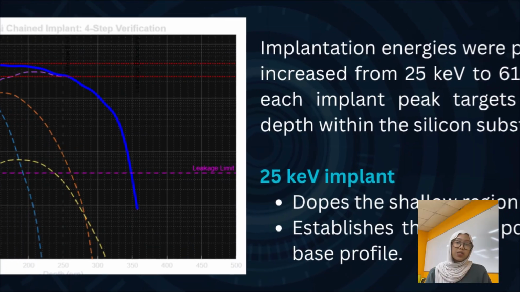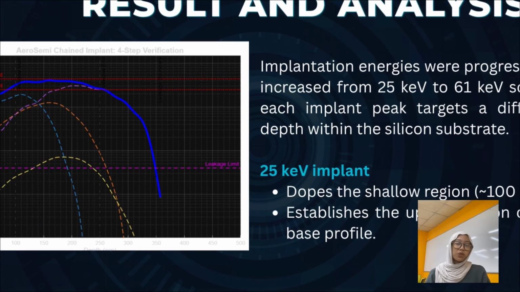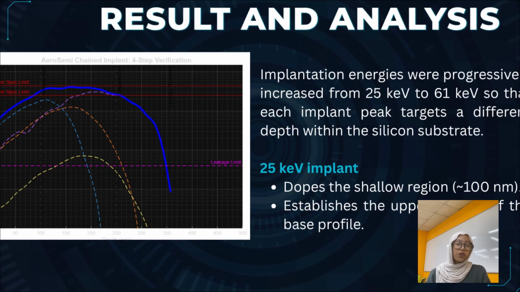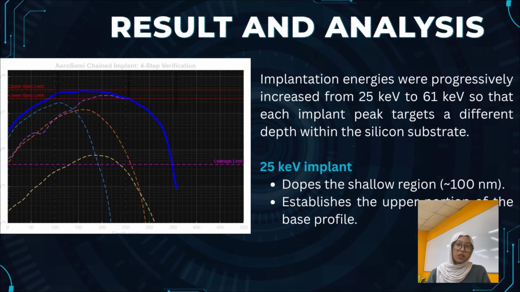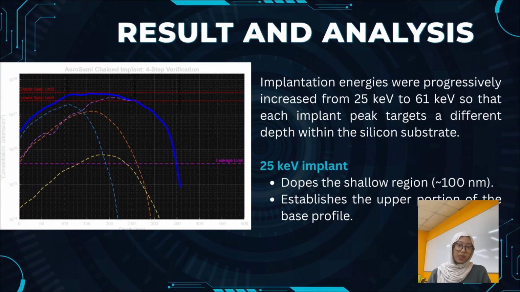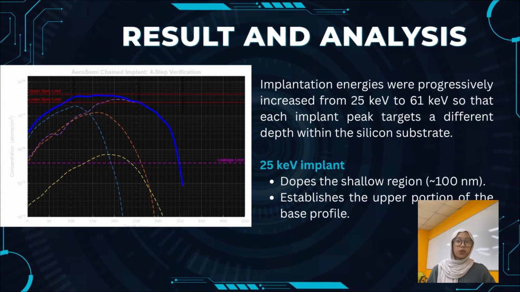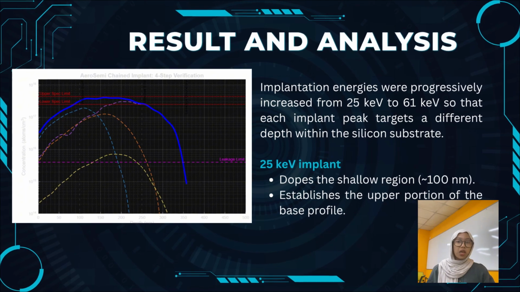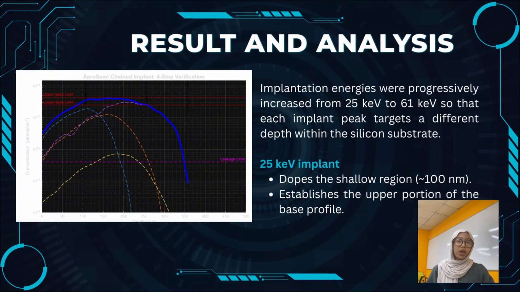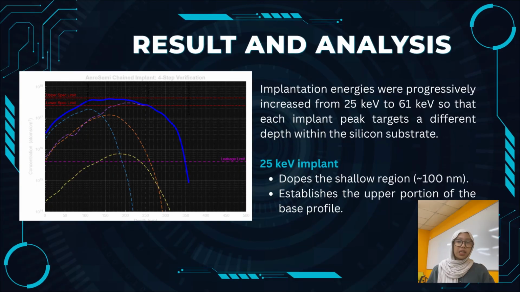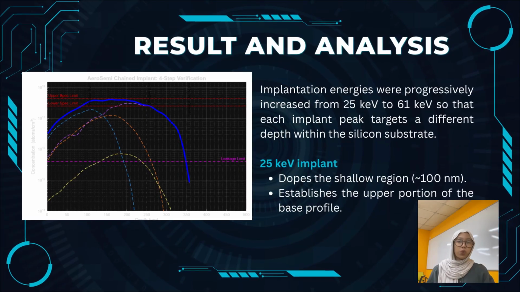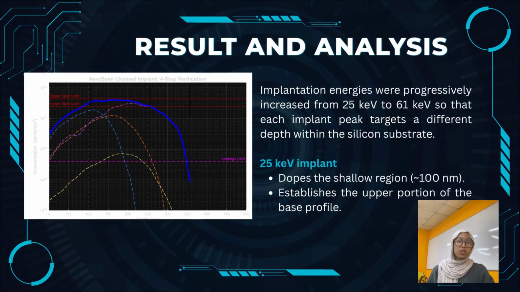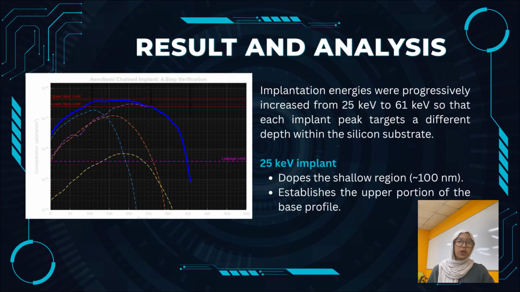Thank you, Kaheng. My name is Nur Ilyani and I would like to focus on the results of the 25 keV implant and how its low projected range affects the 100 nanometer region. The 25 keV implant has the lowest implantation energy among the four implantation steps. Because of this low energy, the boron ions have a low projected range, meaning they cannot travel very far into the silicon wafer. Instead, they stop close to the surface after passing through the silicon dioxide layer.